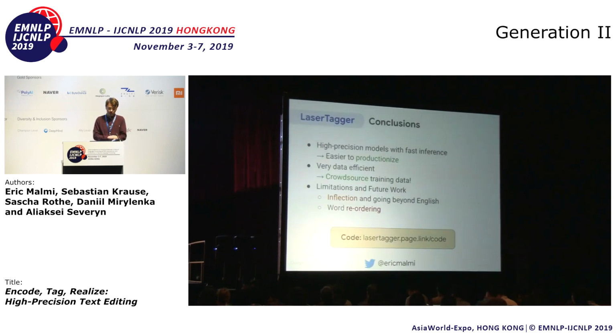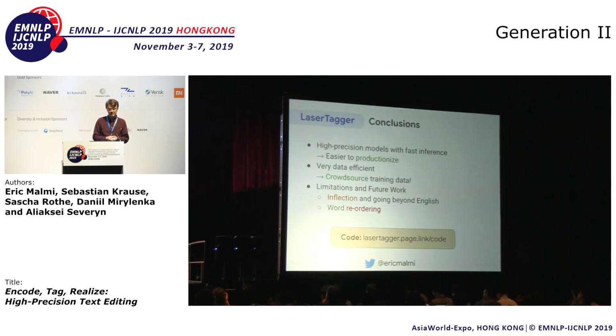So to conclude, we propose lazy tagger, which is a high precision model that's not as susceptible to hallucination as the seq-to-seq models tend to be, and it's also faster at inference times. And these characteristics make it much more suitable for making models that run in production in real time.